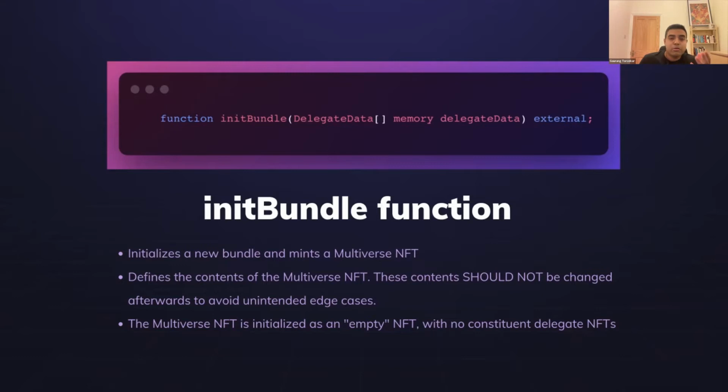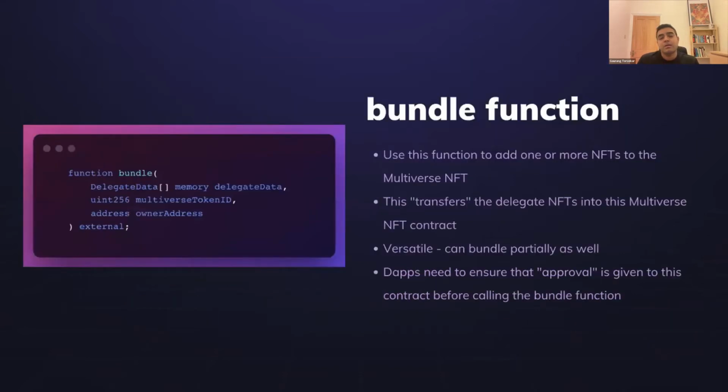So as I said, when you call the initBundle function, you mint an empty multiverse NFT. Now to actually send the delegate NFTs to this multiverse NFT, you need to call the function bundle. When you're bundling, you're sending all the delegate NFTs, so first of all, you need to approve all these delegate NFTs to this multiverse NFT contract. And when you call the bundle function, it will transfer from the contract of this delegate NFT to this contract.